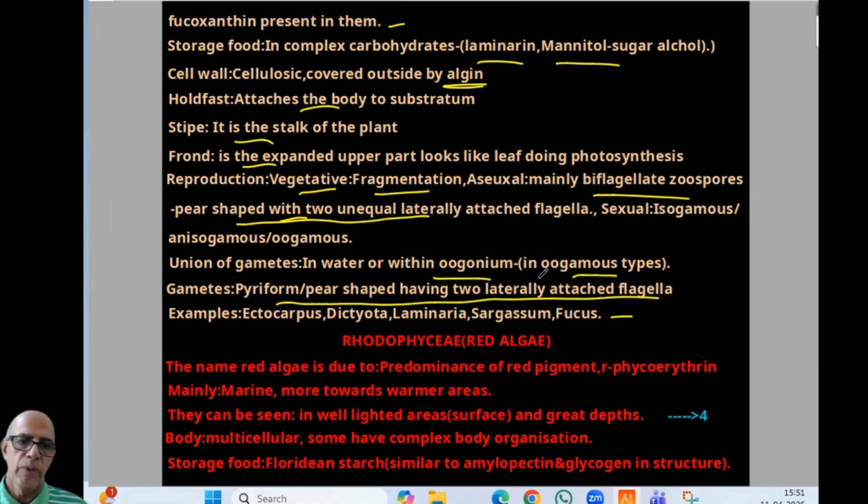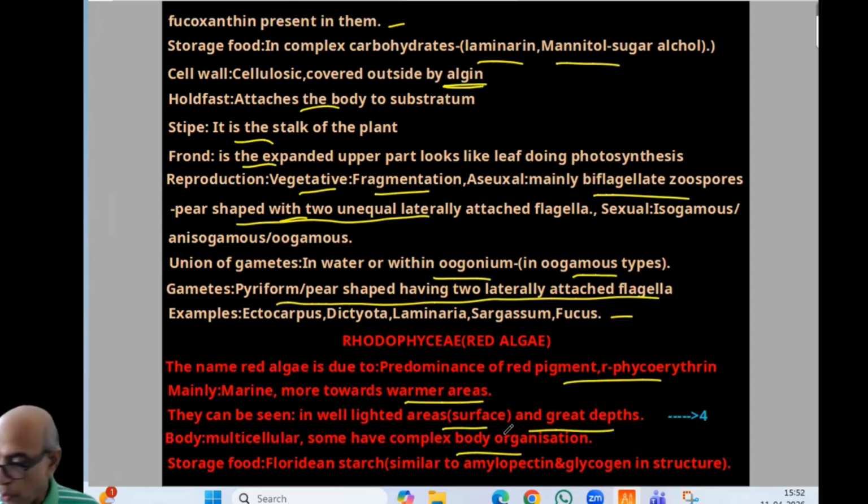An odd-one-out question: 3 from Chlorophyceae, 1 from Phaeophyceae. Now comes the third group, Rhodophyceae, red algae. The name red algae is due to the predominance of the red pigment, important, R-phycoerythrin. They are mainly marine, more towards warmer areas. They can be seen in well-lighted areas, on the surface, as well as in great depth. There is an adaptation for red algae to survive in the deep ocean. The body can be multicellular, with complex body organization.